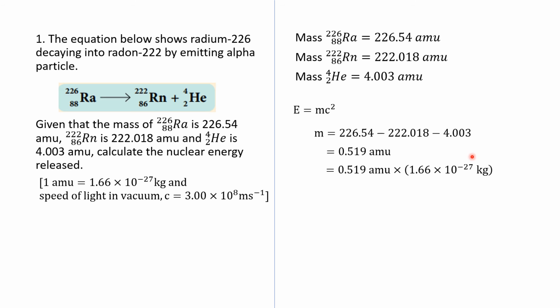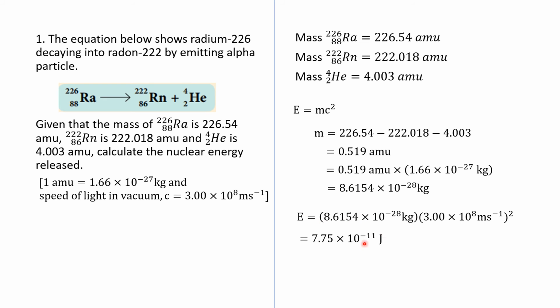Then you get the mass defect, which is 0.519 AMU, and then convert into kilogram by using this formula. Okay, and then you get that the mass defect is equal to 8.6154 times 10 to the power of negative 28 kilogram. And then you can solve the problem. Put in the values into the formula, and the nuclear energy release is 7.75 times 10 to the power of negative 11 joule.